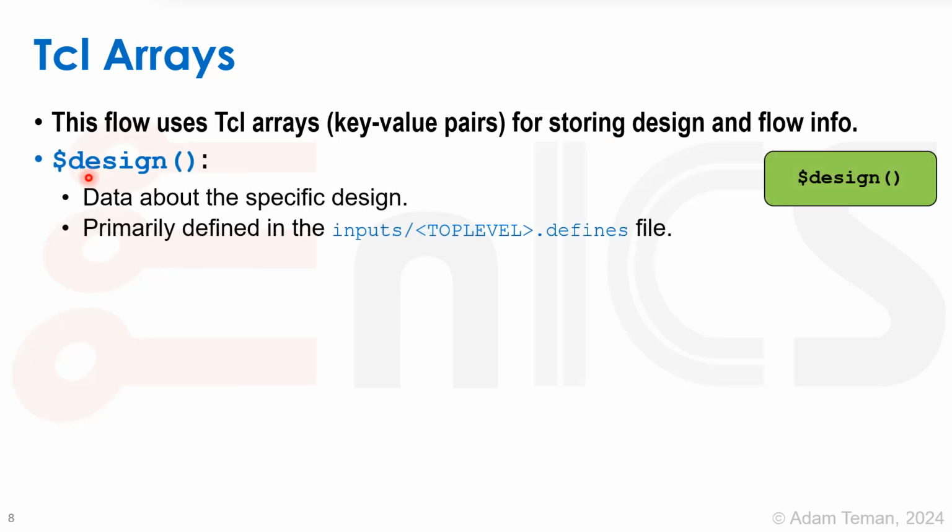So the basic one is design. We put design and whatever the key is inside these parentheses. And there are many different keys in here, and it includes data about the specific design. So this is all custom for our specific design and not generic for any design. Most of this is defined in the inputs top-level defines file that we saw before. So what the design name is and all kinds of different things about it, what the clock name is and different things like that, they're going to be inside this design array.